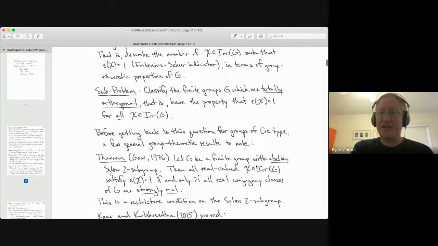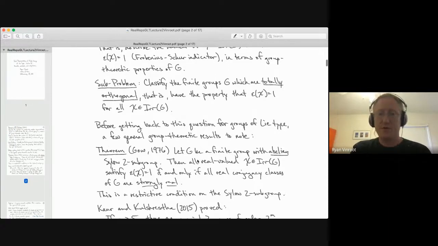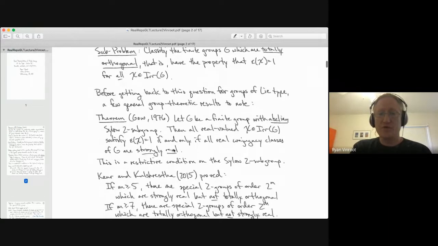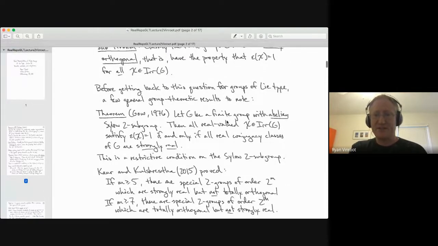On the other hand, the Sylow 2-subgroup being abelian is restrictive. There are lots of 2-groups, too many 2-groups. So Kostresta is here today, I saw. So this is a very nice construction.